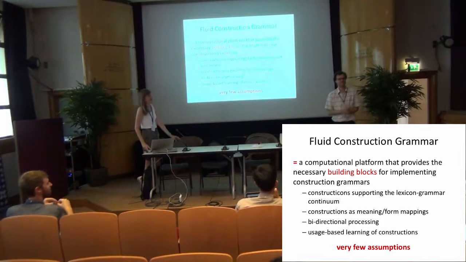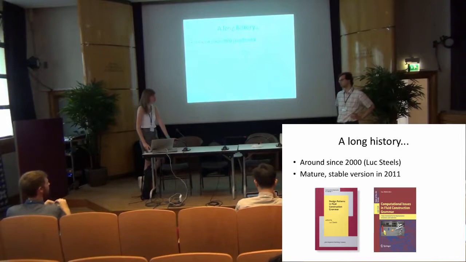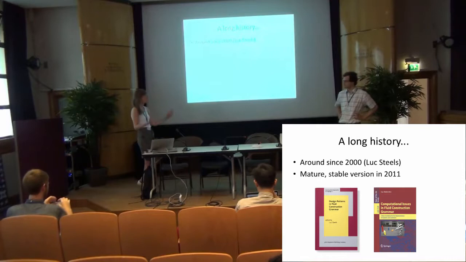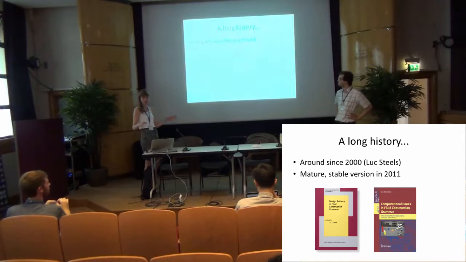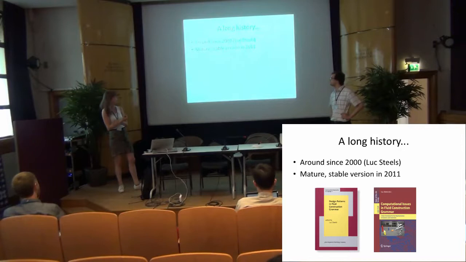Okay, so it has a long history. Many of you will know that. We estimated its birth around the year 2000, but probably a bit before, by inspecting old code. It was Luc Steels who came up with this idea of using function form mappings to do experiments of language evolution, where robots were inventing and organizing languages in a population. Later we started doing natural languages also, but not so long ago actually. The first stable version appeared in 2011, and then a number of books were also published on that version.